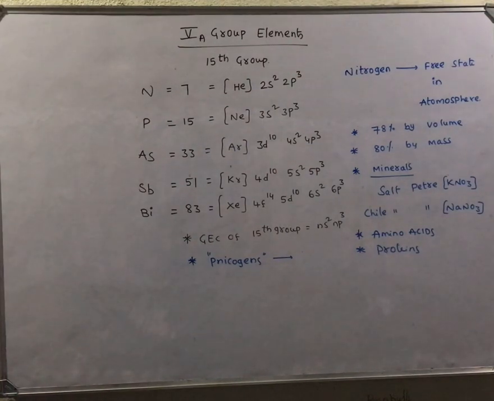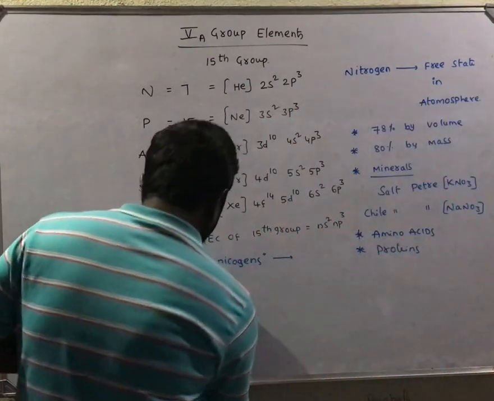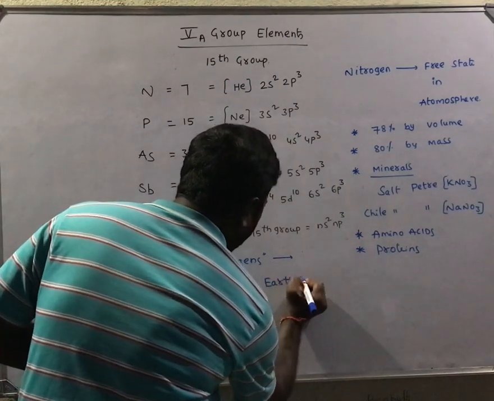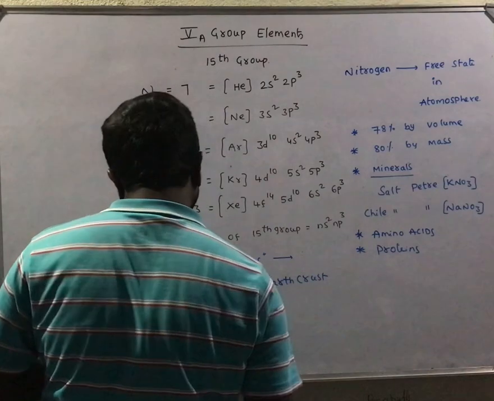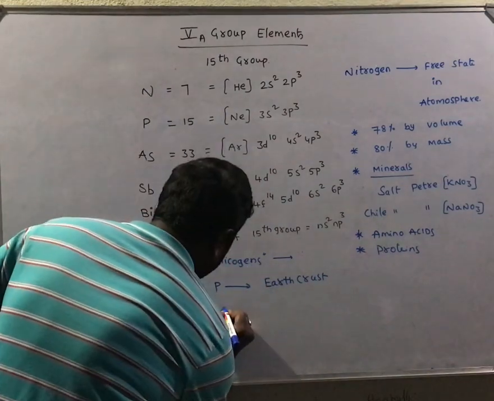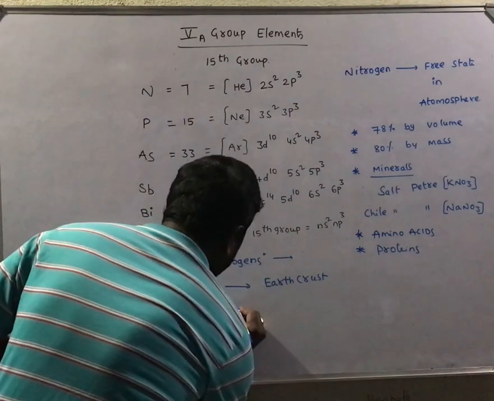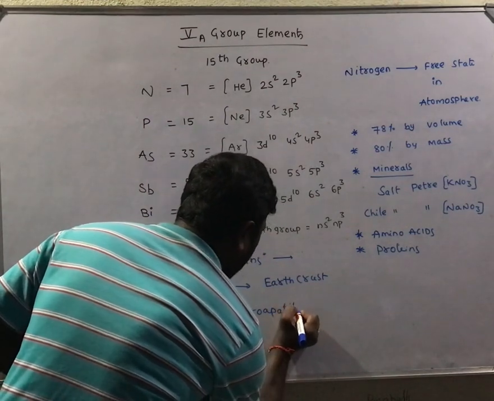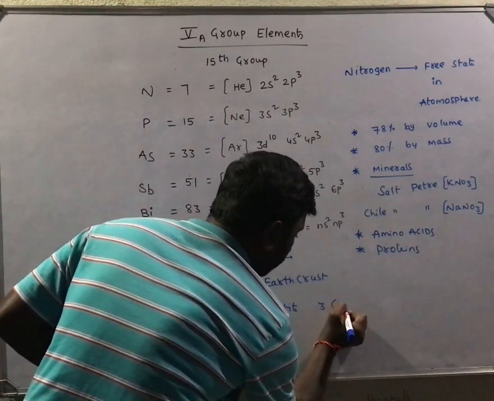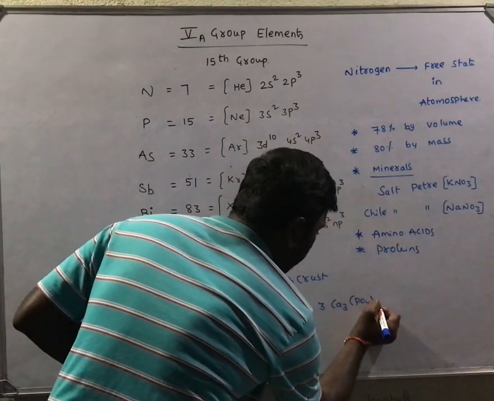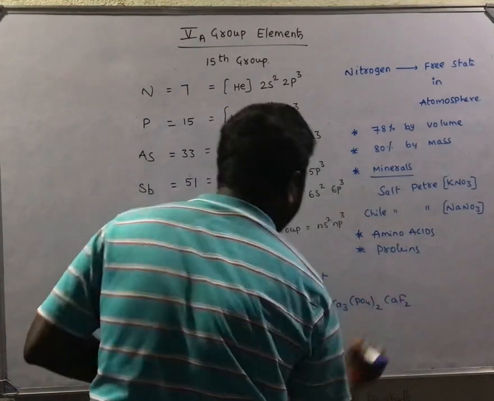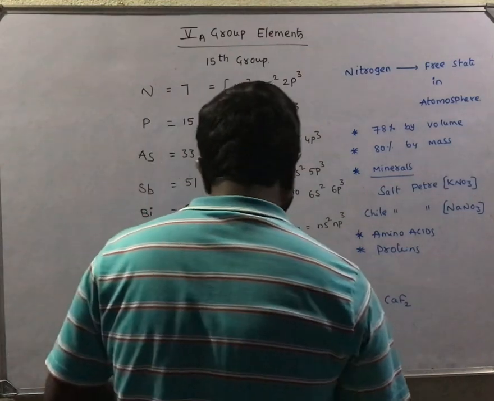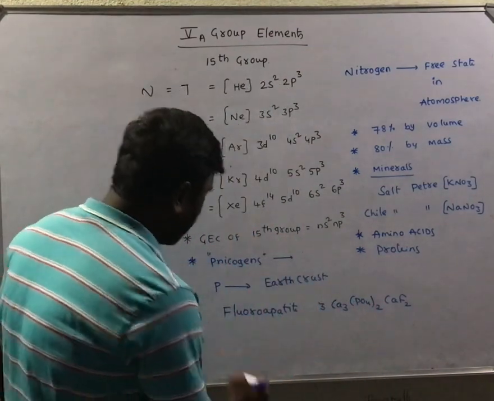Next, minerals of phosphorus. Phosphorus is widely available in the earth crust. One of the compounds is fluoroapatite, its molecular formula is 3Ca3(PO4)2·CaF2.